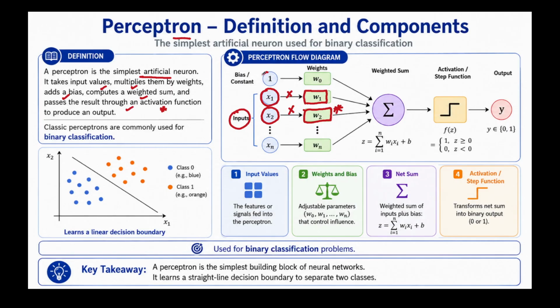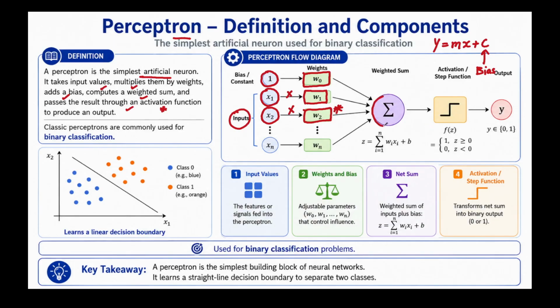Then we add a bias. Bias is like an extra adjustable value that helps shift the decision boundary. It gives the model more flexibility. Like in a straight line equation, we write y equals mx plus c. So here plus c is the constant, that is a bias. Similarly, in deep learning also, for each layer we have a bias.